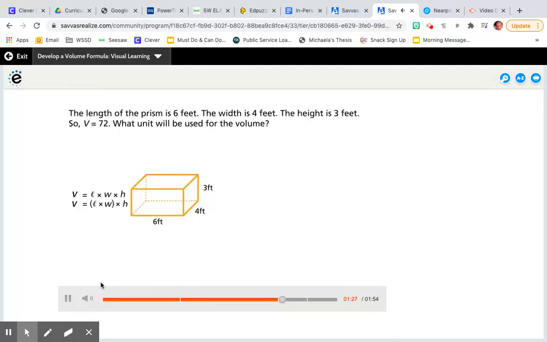The length of the prism is 6 feet. The width is 4 feet. The height is 3 feet. So V equals 72. What unit will be used for the volume?